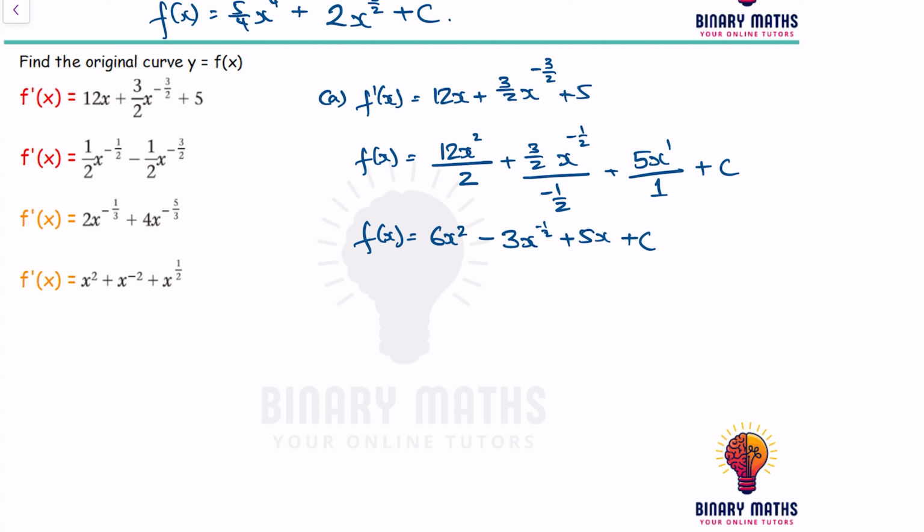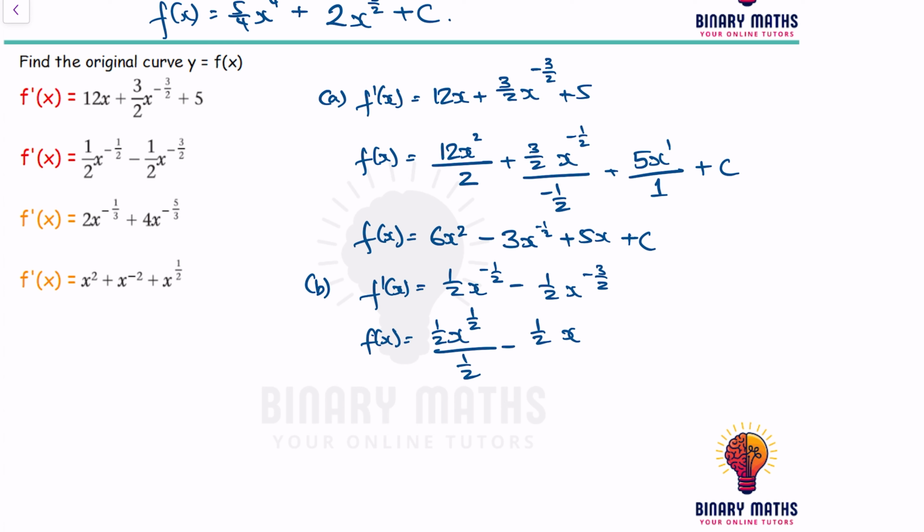Okay, let's go on. We want B now. So B: f dash of x is equal to half x to the minus a half minus x to the minus 3 over 2. So if I'm trying to work out f of x, increase the power, so keep the half there, increase the power, which is a half, divide by a half, minus x, increase the power, which is minus a half, divide by minus a half, plus the c. So f of x will be equal to half over half, just gives me 1, so it's just x to the power of a half, minus a half divided by minus a half, just 1, so x to the minus a half, plus c.